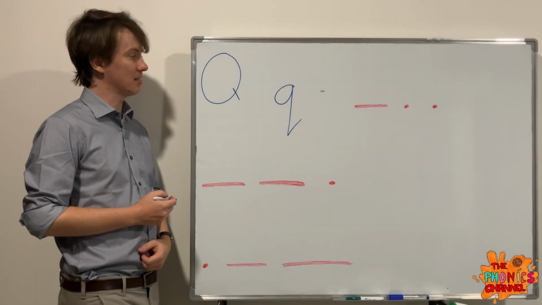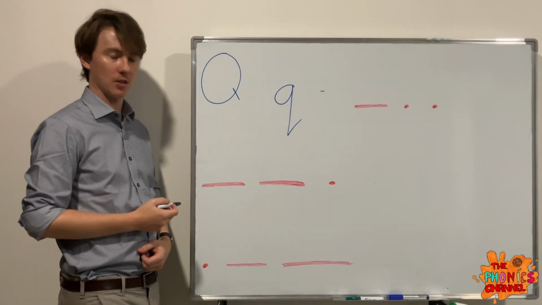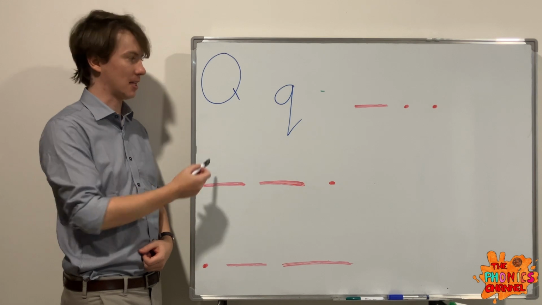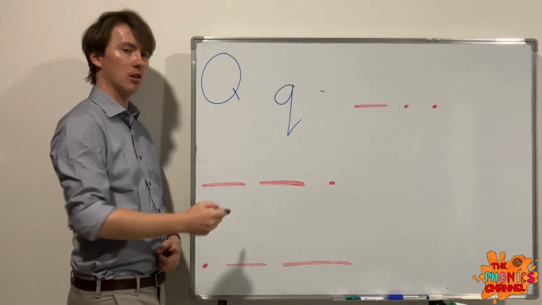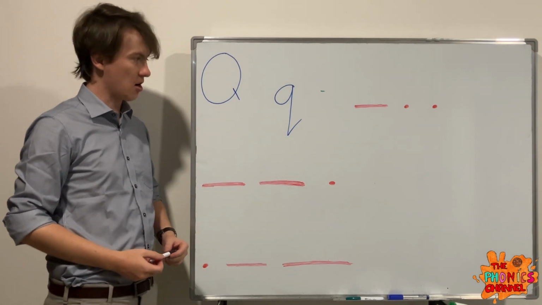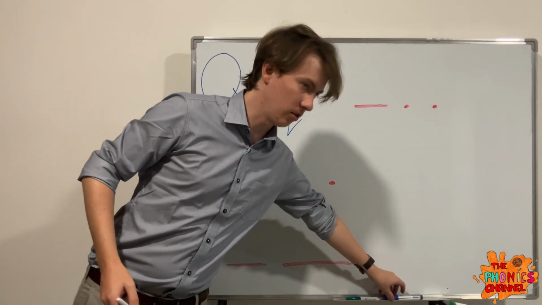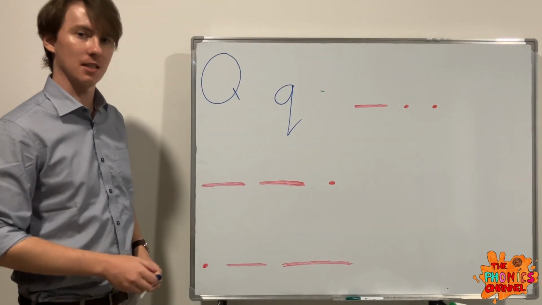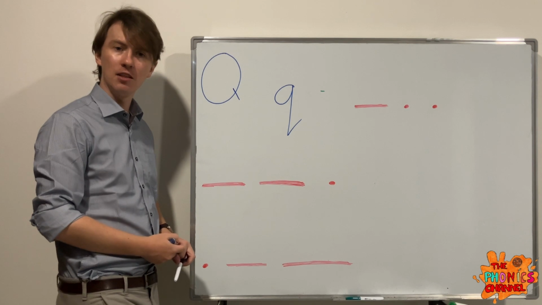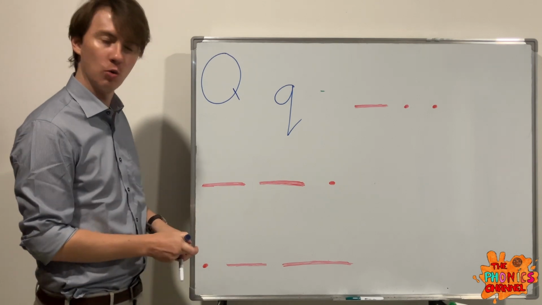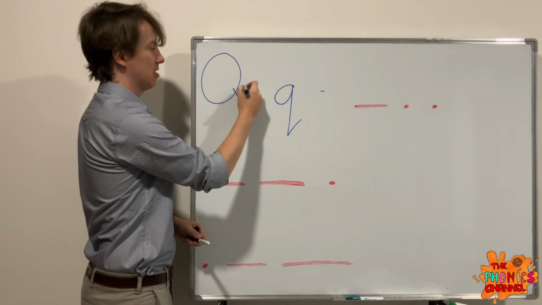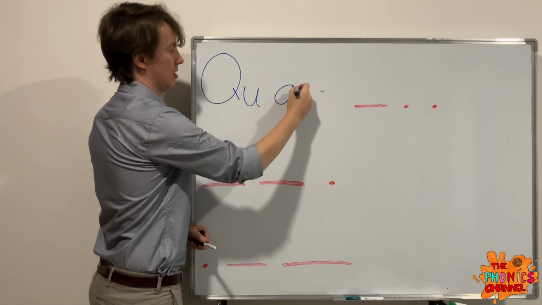The letter we have today is Q. Okay, this is the Q letter, capital Q and lowercase q. Now, in order for us to make a sound with this letter, we need to add another letter. We need to add the U letter.